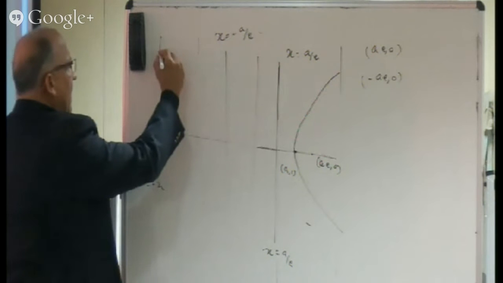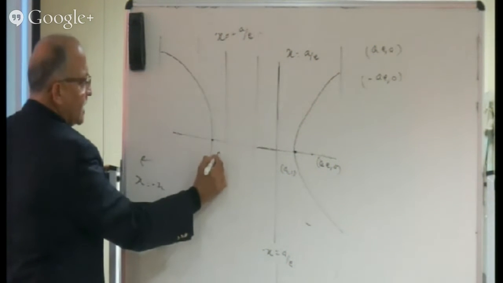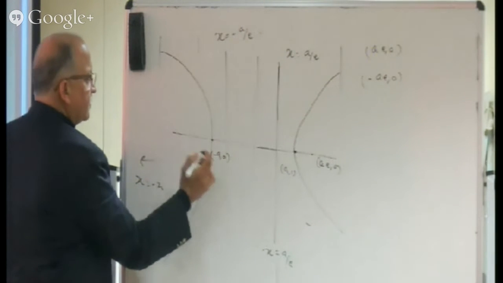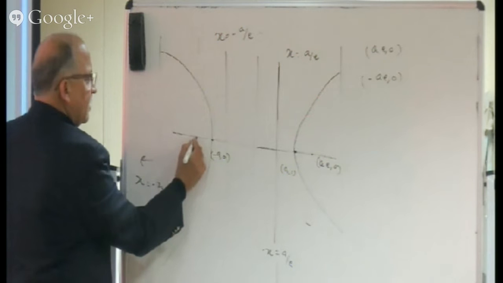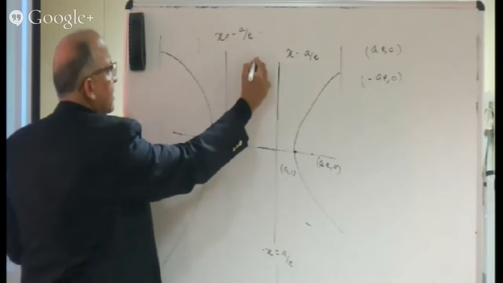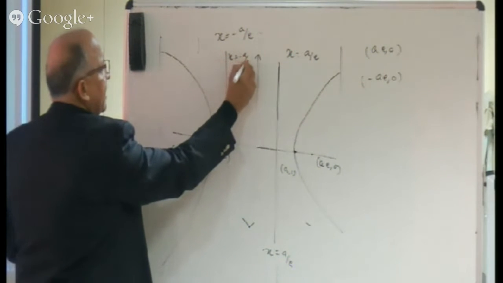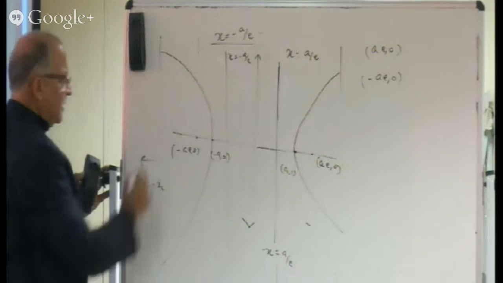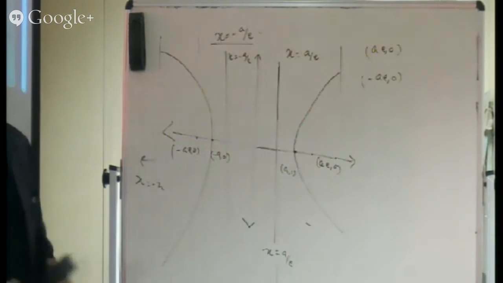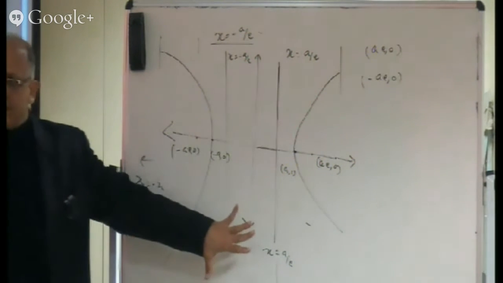So a similar thing will happen here also. This point will be (minus A, 0). This point will be (minus A E, 0), and somewhere here was your y-axis, and this is the line x is equal to minus A by E. I have already written. So this is the x-axis. That means given A, I have been able to retrace the hyperbola.